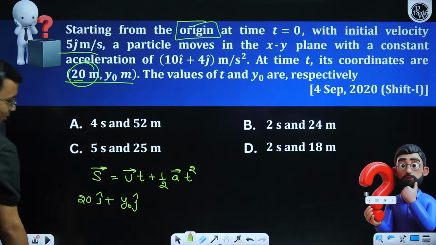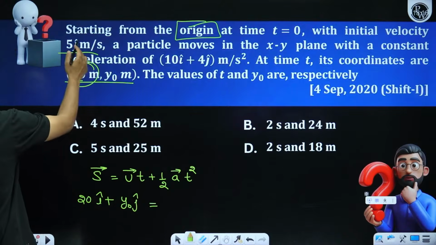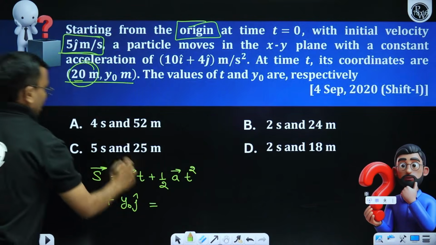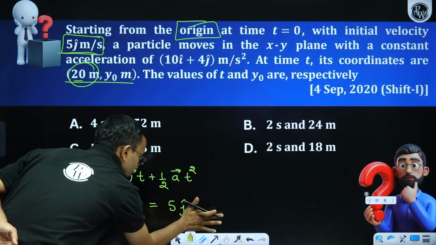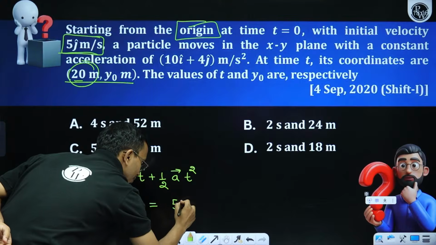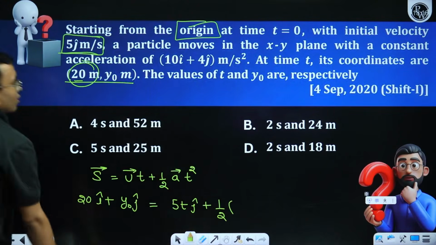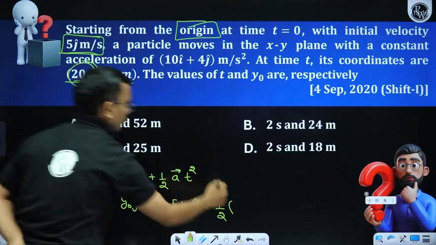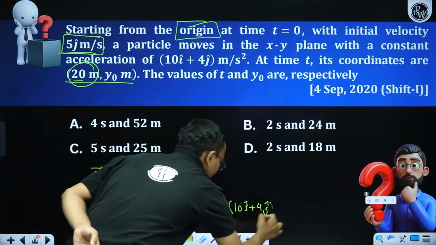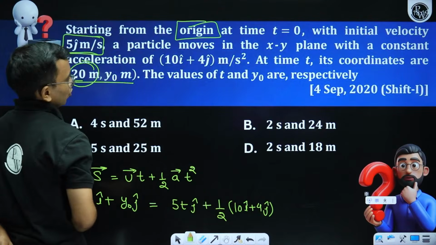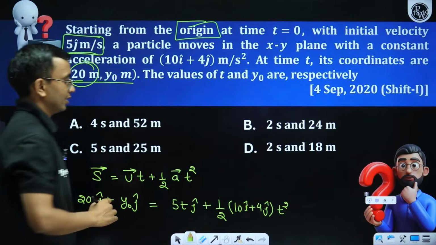This is the displacement, equal to what? What is the initial velocity? Initial velocity is 5 j cap meter per second. So 5 j cap into t, it will just become 5t j cap, plus half into acceleration. What is acceleration? 10 i cap plus 4 j cap. So 10 i cap plus 4 j cap, half into t square, like this.